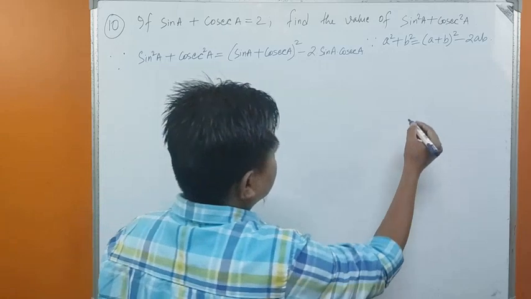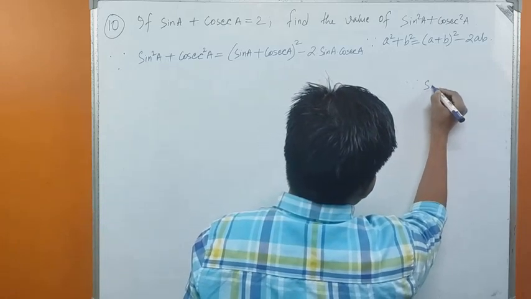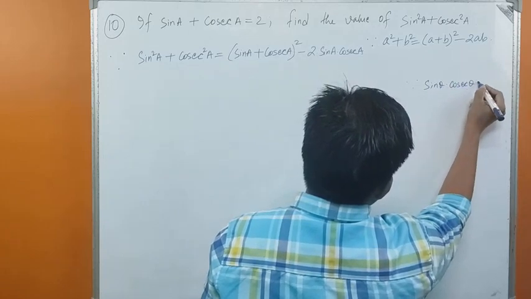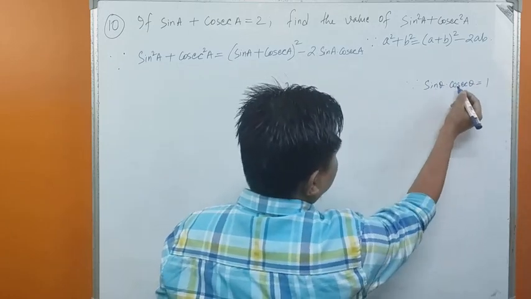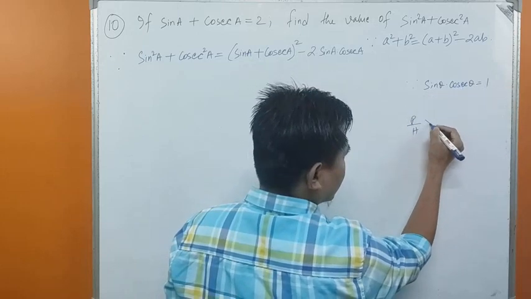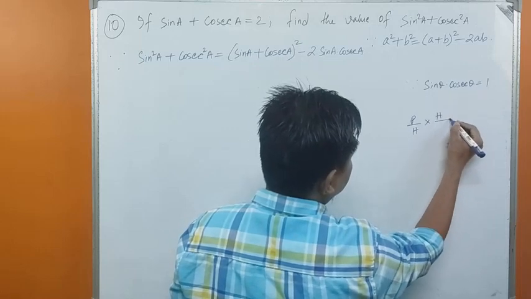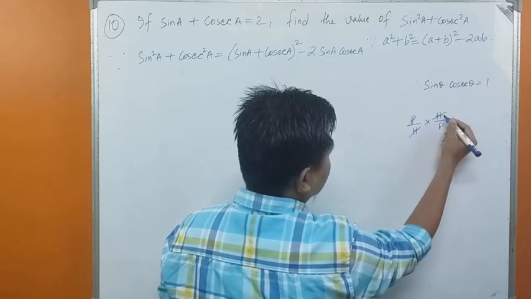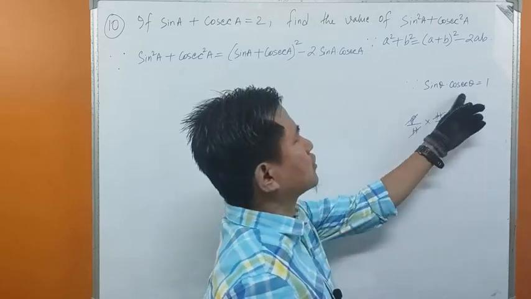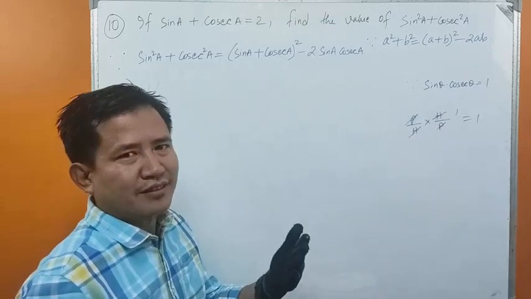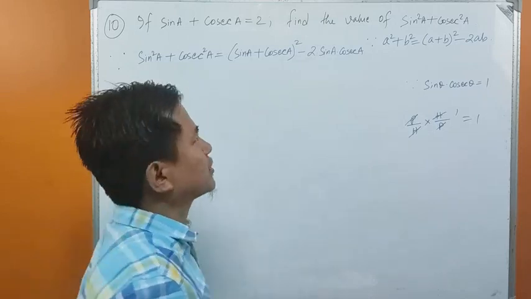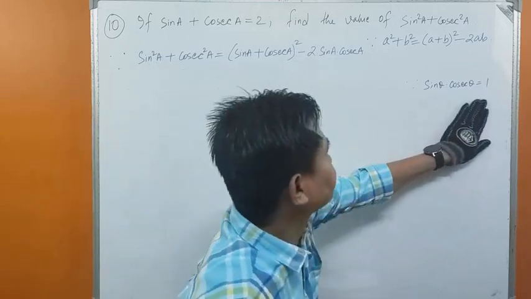Now we know that sin theta into cosec theta gives us 1, isn't it? Sin theta into cosec theta is 1 because sin theta is perpendicular upon hypotenuse and cosec theta is hypotenuse upon perpendicular. So when we cancel this h and p, we get 1. 1 upon 1 means 1. So sin theta into cosec theta is 1. Sin theta and cosec theta are reciprocal of each other, isn't it? Similarly, tan theta and cot theta, and sec theta and cos theta.